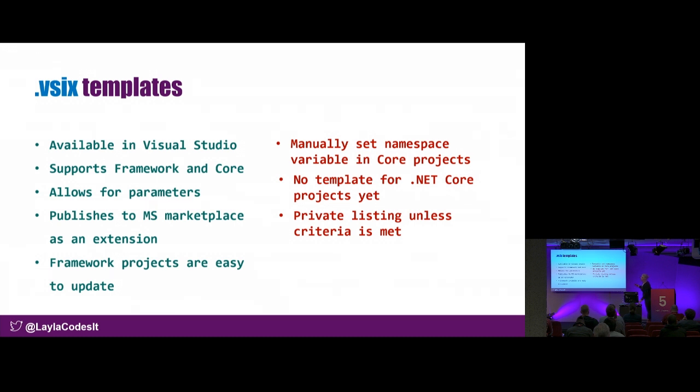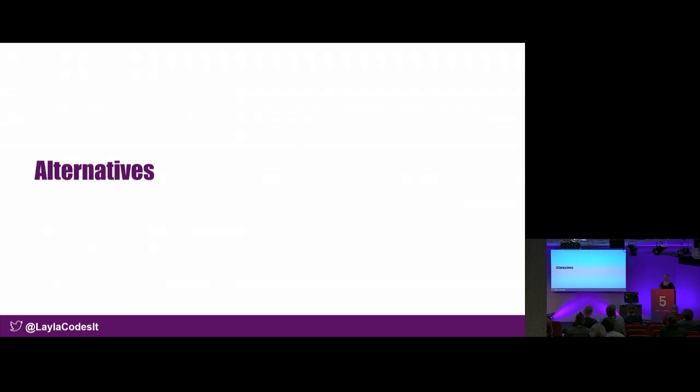There's no template in the new project pop-up for .NET Core projects. It's only Framework. And then it's a private listing unless your criteria is met. Okay. There are alternatives to the methods I've just told you.